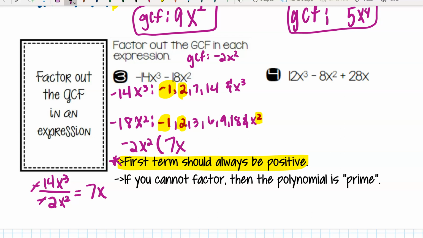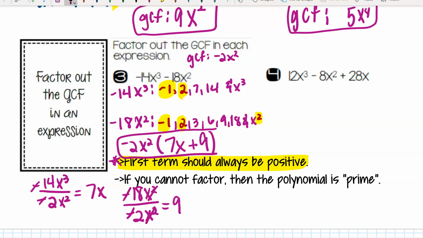And I'm going to do the same thing with my -18x squared. I'm going to divide it by -2x squared, and I'm going to simplify it. So I know the negatives cancel because negative divided by negative is positive. 18 divided by 2 is 9. And then x squared over itself cancels to be 1. So now this is a positive 9 as my answer. So now this is my final answer right here, -2x squared times 7x plus 9.